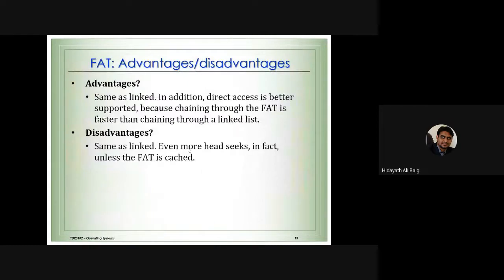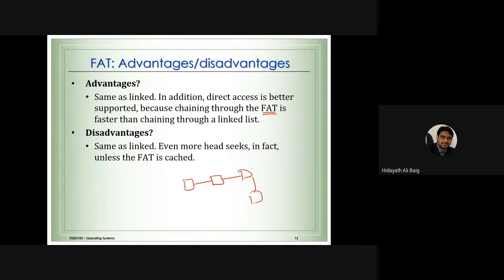Okay, so what are all the advantages of this? I told you it is the same as linked allocation, so the advantages are also the same as linked allocation. In addition, direct access is better supported, because in linked allocation we cannot do direct access. If you remember, if I have to go to a block somewhere in the middle, I need to come from this block to the next block. So direct access is not possible, I told you. But here the linking is happening with the help of a table, so it is easy to find.